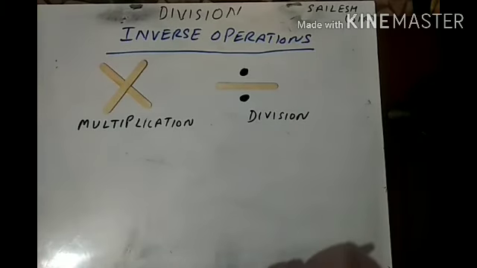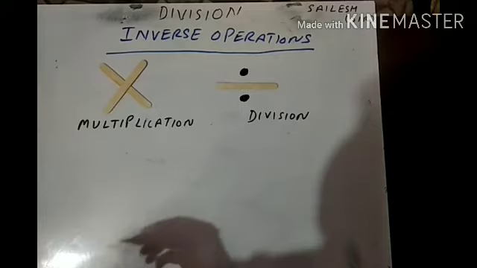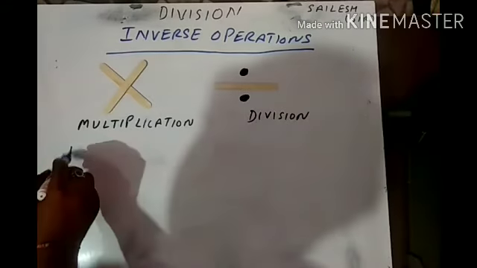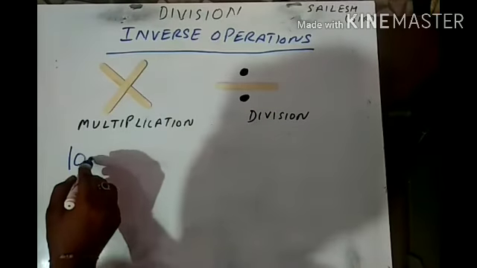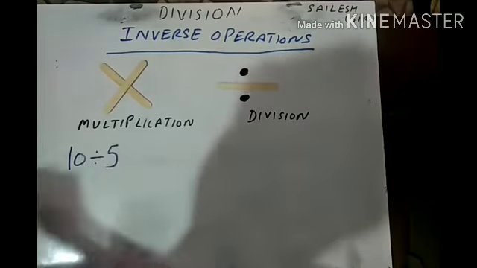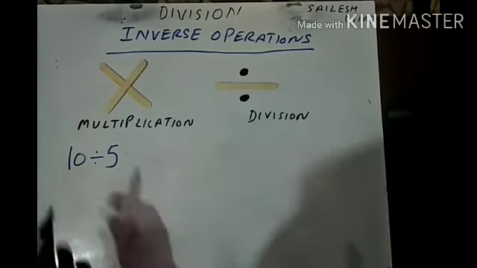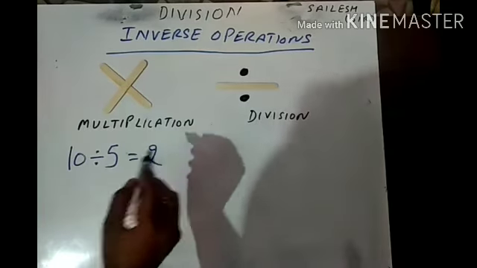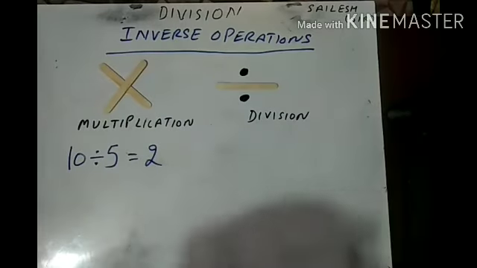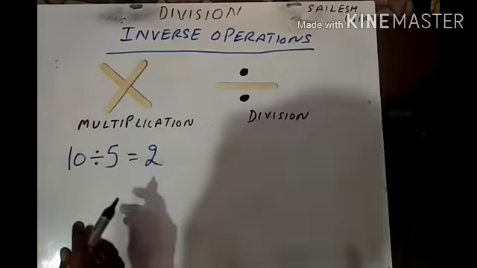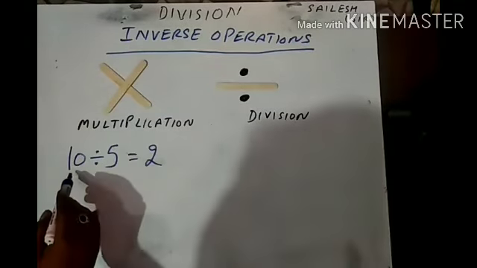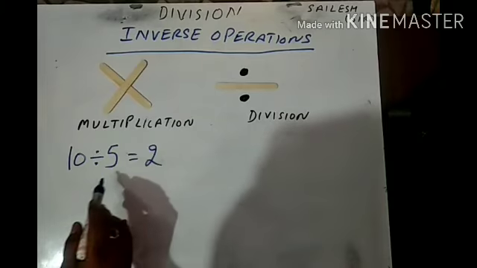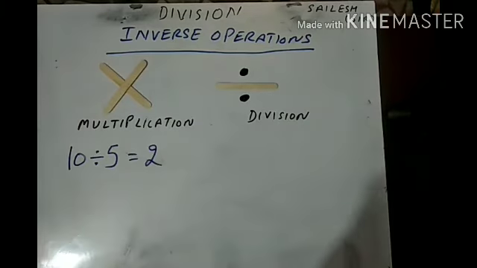How? Let us see. Now, if we divide 10 by 5, then what is the answer? 10 is divided by 5, then my answer is 2. Now, here, which is the largest number? Largest number is 10, and which is the smallest number? That is 2, and the middle one is 5.